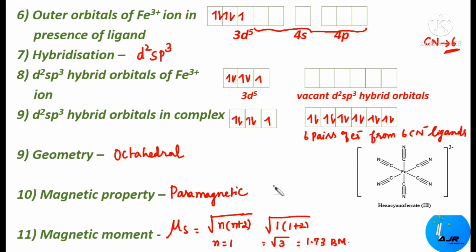Fine, students, you might have understood clearly how VBT is used to explain the hybridization, geometry and magnetic properties of [Fe(CN)6]3-. We'll meet you with another example in my next video.